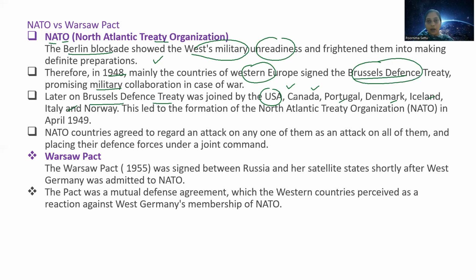If any other countries attack these NATO countries, then all these countries like USA, Portugal, Denmark, Iceland, Italy, and Norway will provide the military forces.